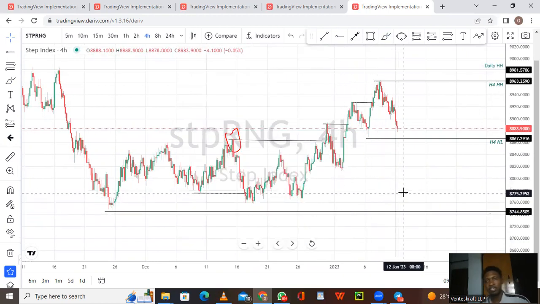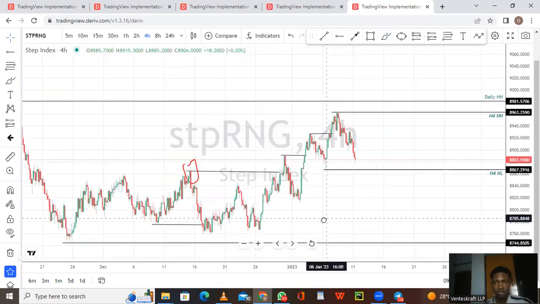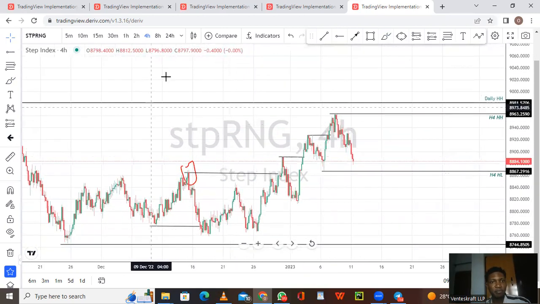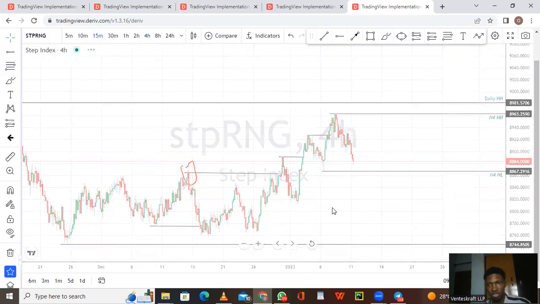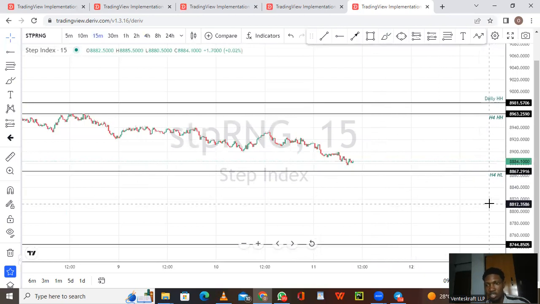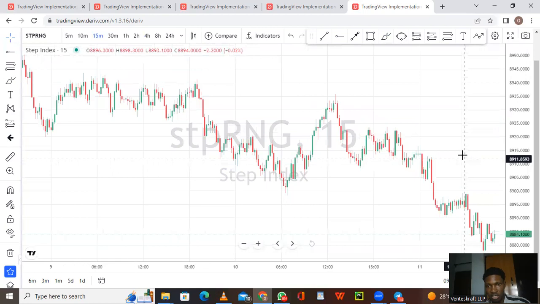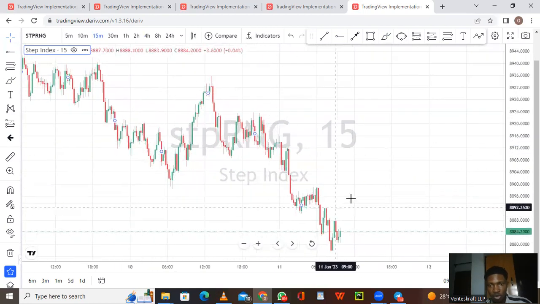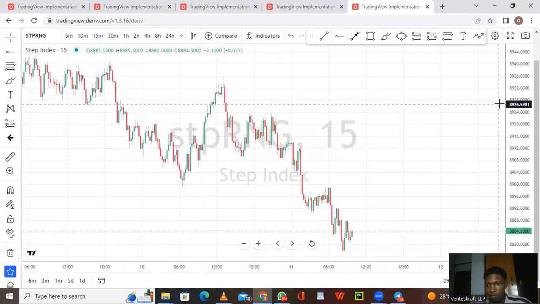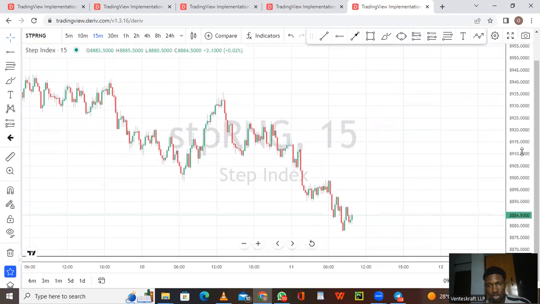So having said that, I will have to scale down to what? The 15 minutes, which is mostly my entry time frame. You see how I'm marking out all my structure from the daily down to the 4-hour. I'm now on the 15 minutes. Reset your chart, and then you have to look at what the structure is.